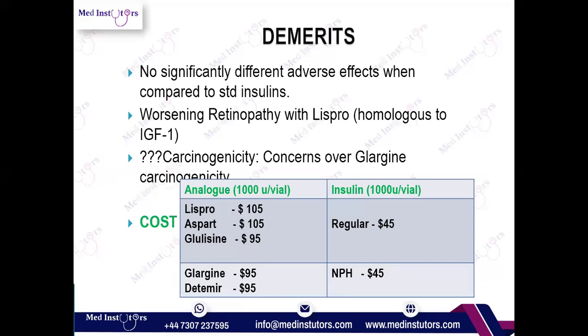But these insulin analogs are costly compared to regular insulin. So that is one thing. And there is worsening of retinopathy seen with lispro. That is one problem. They are sometimes also associated with concerns about carcinogenicity, but this is not proved yet. But significantly, the adverse effects are low compared to standard insulin. Only the cost is the main problem here.